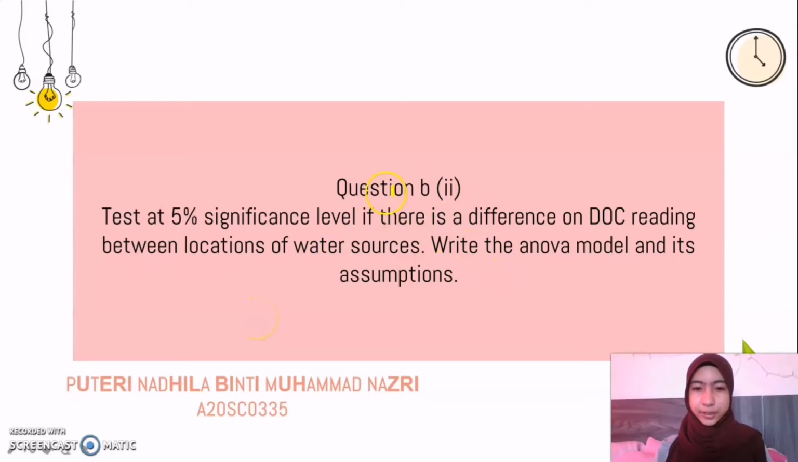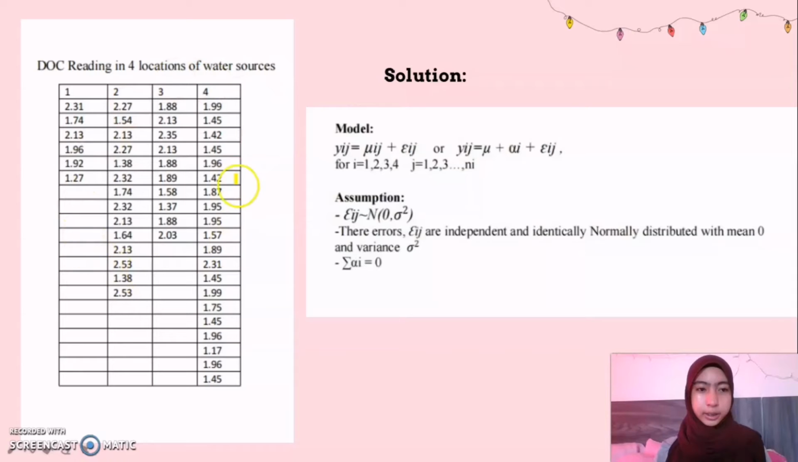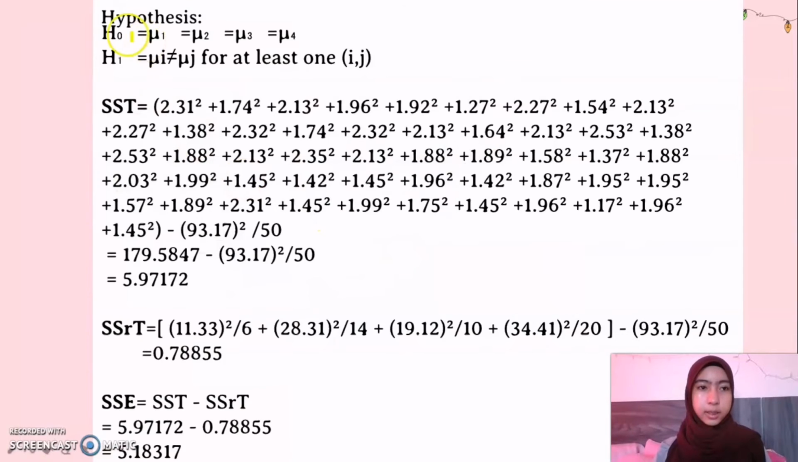Hi, I'm Putri. I will explain about question B to Roman. Test at 5% significance level if there is a difference on DOC reading between locations of water sources. Write the ANOVA model and its assumptions. So this is the data that we get for DOC reading in 4 locations of water sources. The solution is, the model you can write like this or just like this, and this is the assumption that we get. Next, the hypothesis: H naught, mu1 equals mu2 equals mu3 equals mu4. H alternative, mu i not equal to mu j for at least one i, j.